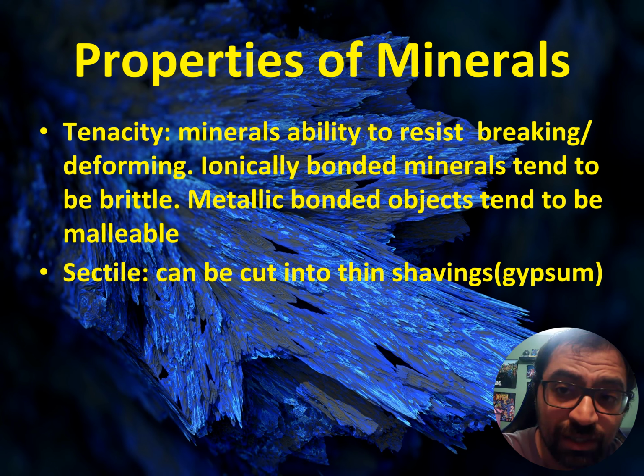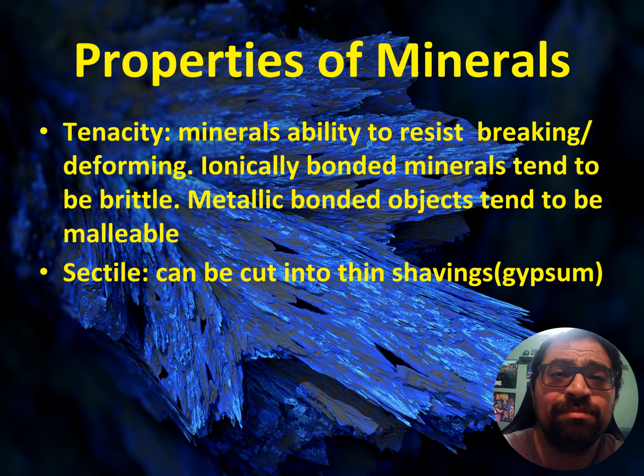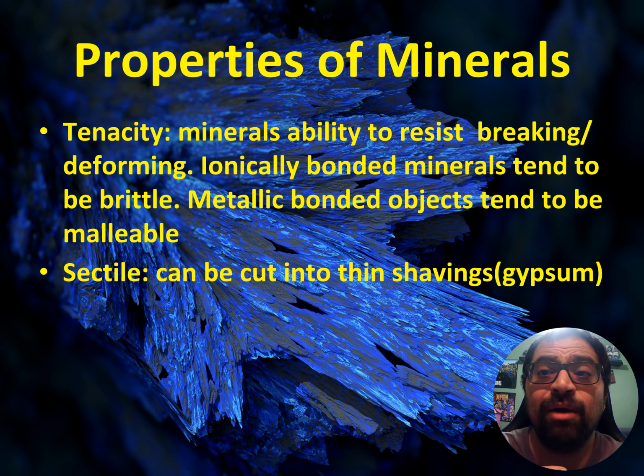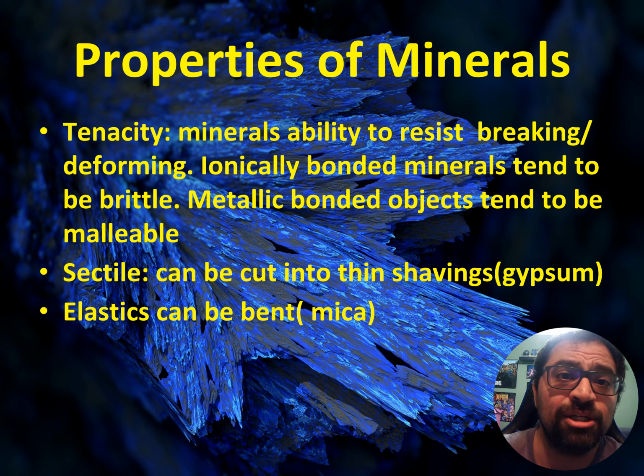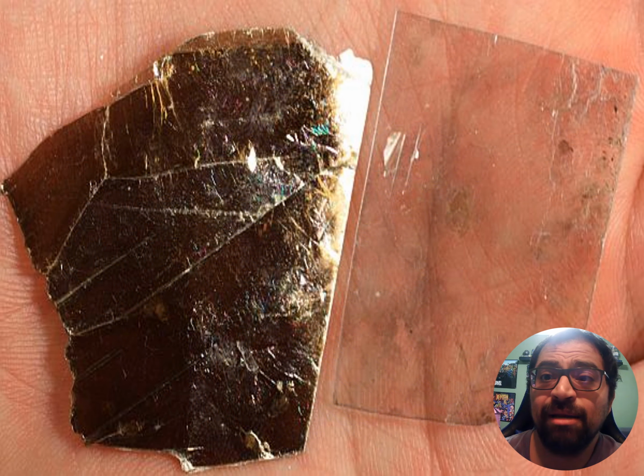Sometimes you can have what we call things being sectile, which is a type of tenacity, where you can cut things into shavings. This would be things like gypsum, which is what you find in drywall. You can shave it down into thin little shavings. You can have elastics that can be bent super easy, and this would be things like mica. This is a sample of mica you might have seen in class. Mica can bend really, really easily. Originally, micas were used as the original glass in a lot of window panes in things like medieval castles and the like.